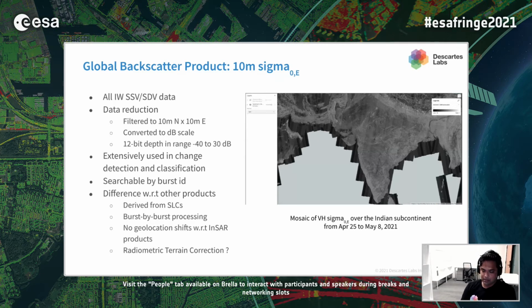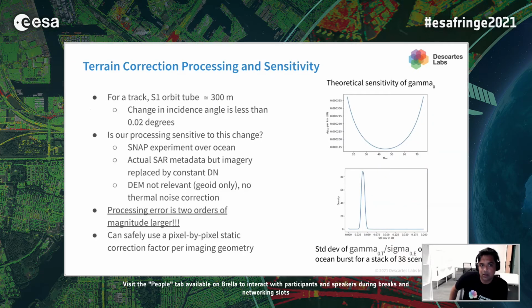What about radiometric terrain correction? That's one difference for our base product. Let's talk about radiometric terrain correction and sensitivity. The orbit tube is 300 meters. The incidence angle change is less than 0.02 degrees. Essentially, in our normalization, we're computing the same correction factors again and again for every pass because the imaging geometry is very close to each other.